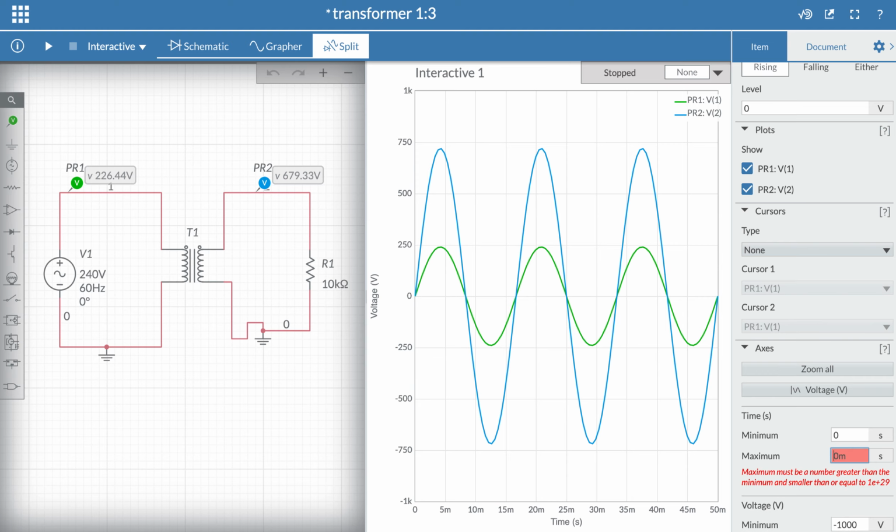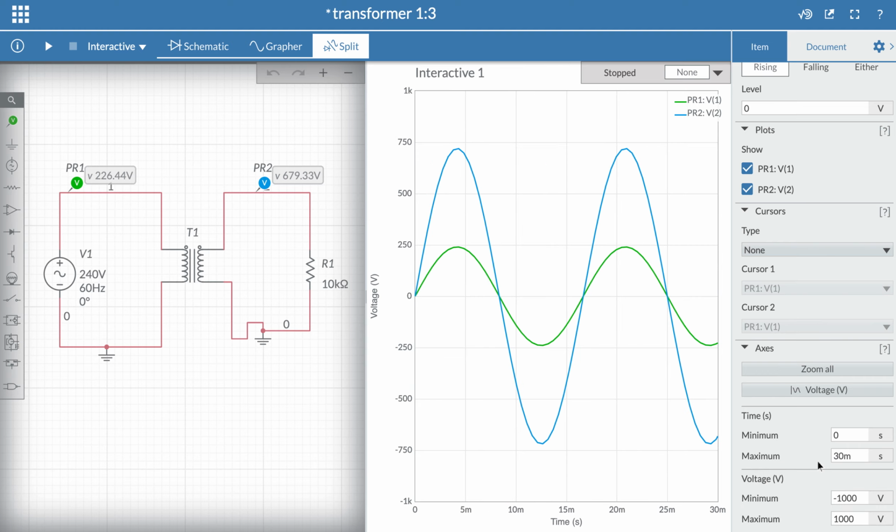Let's try 30 milliseconds. You see, all we need is to compare the peak of the input with the peak of the output, noticing that there is no change in the period time, no change in the frequency. You have to screenshot your circuit and screenshot the voltage output. Then you have to repeat the same work for the input current and the output current.